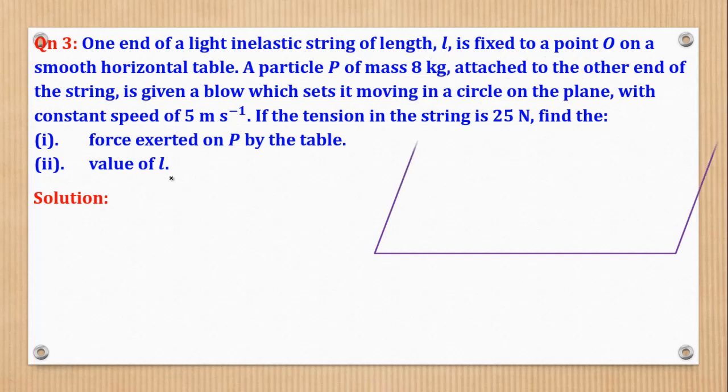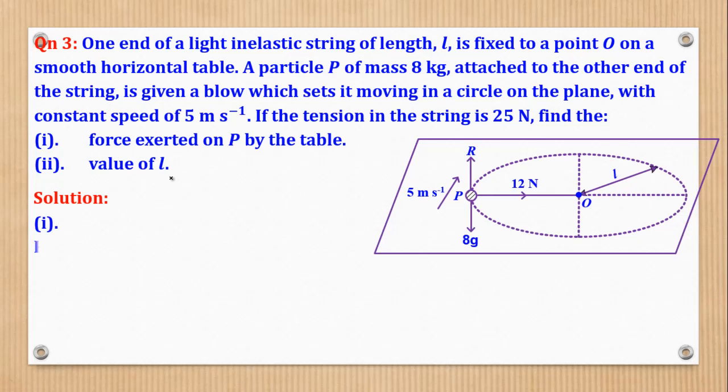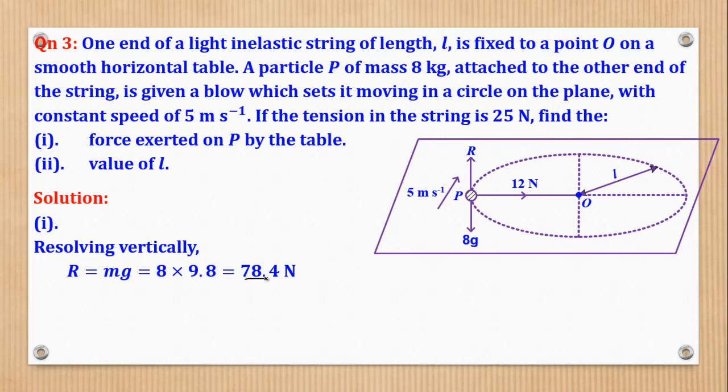So still we shall draw the same diagram: particle P, fixed point O, linear speed, circular path, radius, tension, weight, and normal reaction. Then we can do the resolving vertically. R is 8g, g is 9.8, you come up with 78.4.